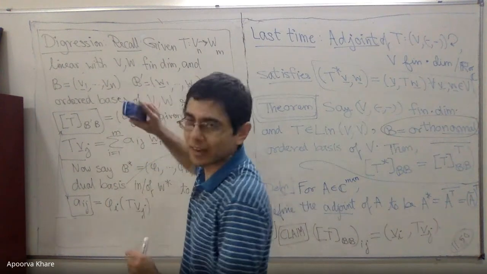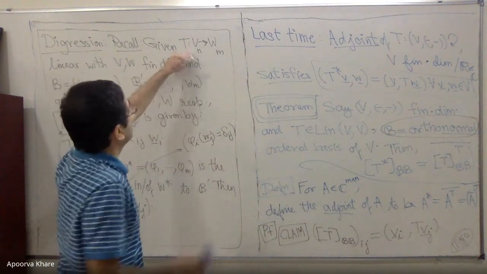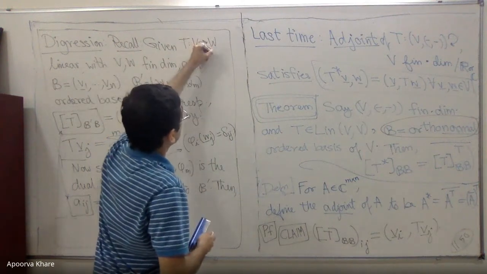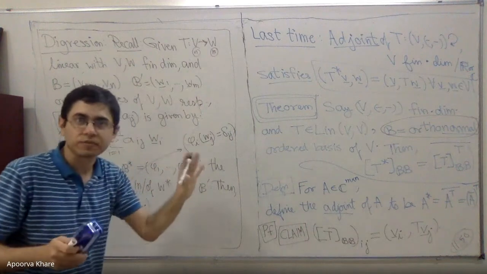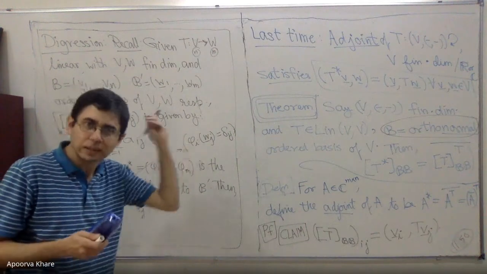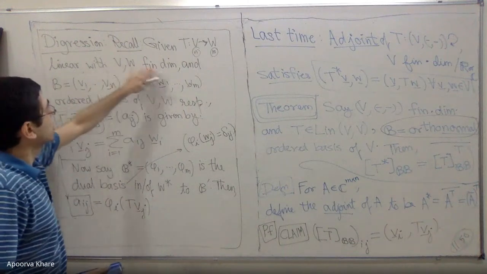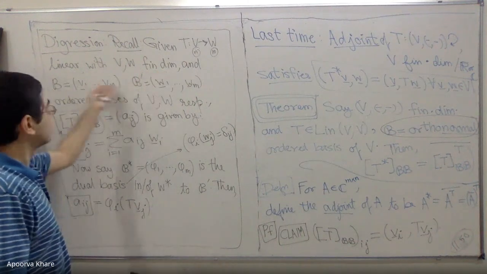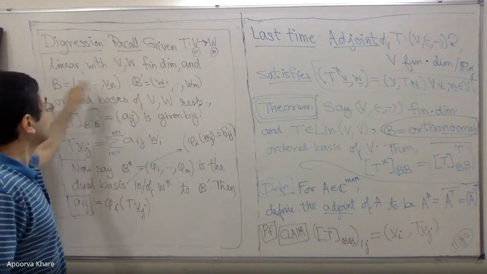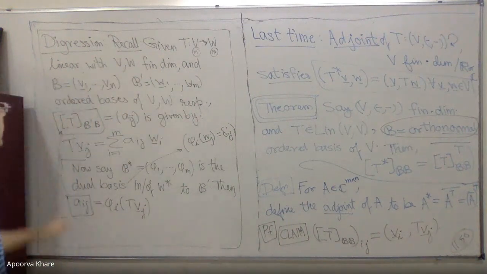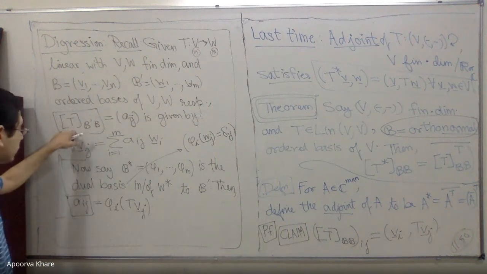Okay. So this is the diagram. So recall, given T from a vector space V of dimension n to a vector space W of dimension m over a general field, not R or C, any field, any vector spaces, no inner products. Okay, so V and W are finite dimensional, and let's give them ordered bases. So v1, v2, ..., vn for V, w1, w2, ..., wm for W. Suppose these are ordered bases. Now, how do you calculate the matrix?